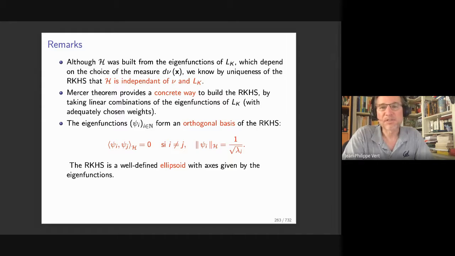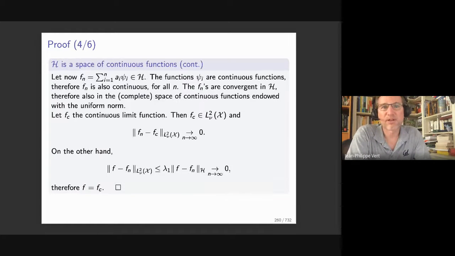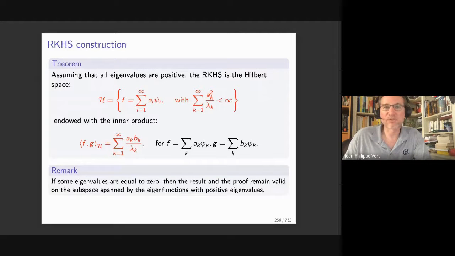Now, on the other hand, we know that the RKHS does not depend on any measure. When you have a space X and a kernel, you just have one RKHS, which is a space of functions. So the first remark is that even though here we have a characterization of the RKHS in terms of eigenvalues and eigenfunctions, if we chose two measures, like nu 1 and nu 2, you would have two equivalent definitions of the same Hilbert space, because this Hilbert space is the RKHS, right?